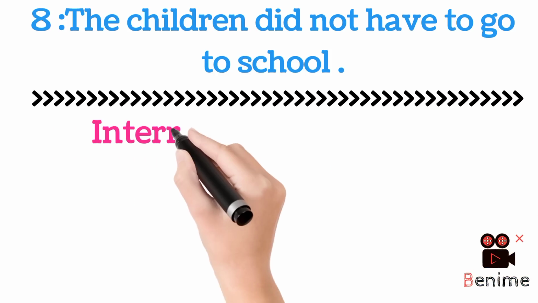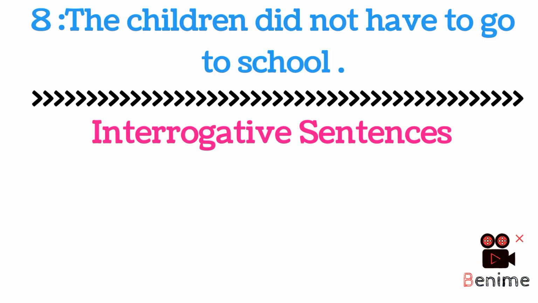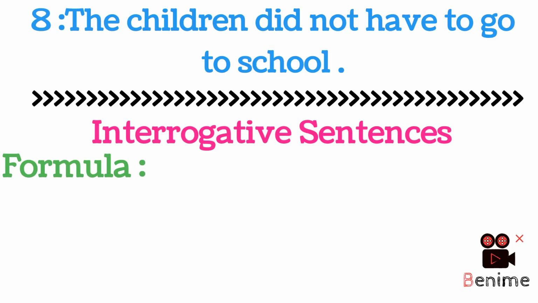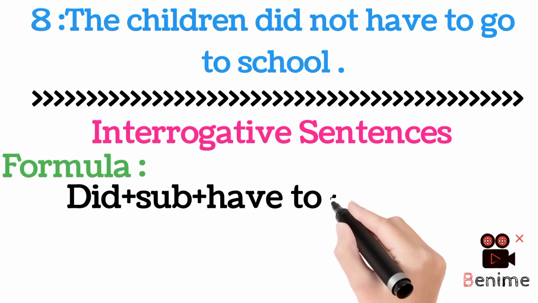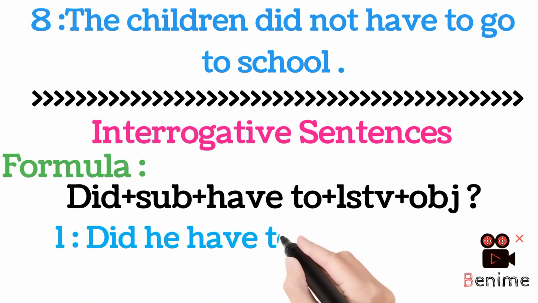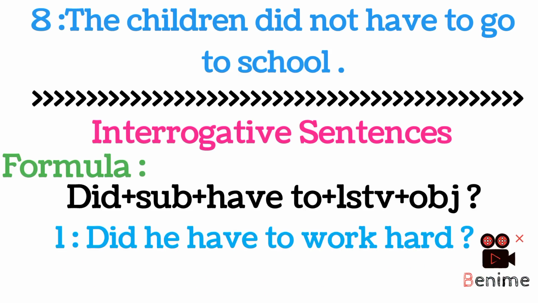Now I am coming to interrogative sentences. What are they? Now look at the formula. Did plus subject plus have to plus first form verb plus object plus question mark. In interrogative sentence, we can use have to, not had to. Now look at the first example. Did he have to work hard? It means, did he have any obligation to work hard? It means we are asking about past obligation.